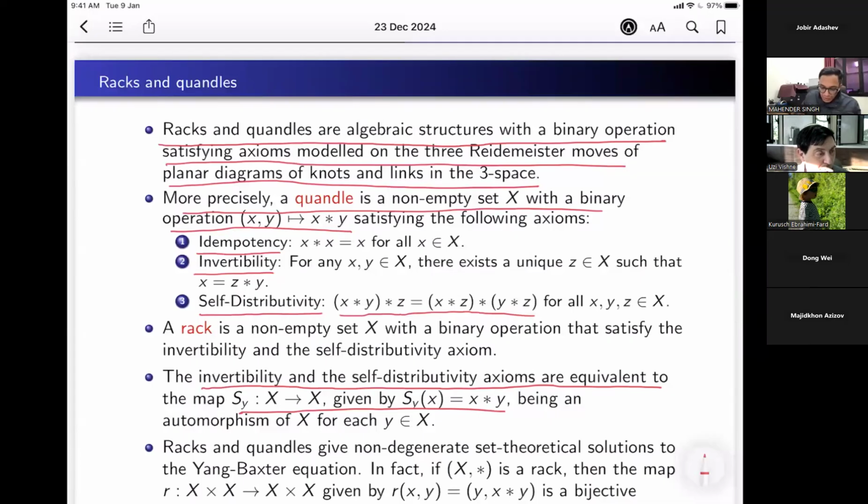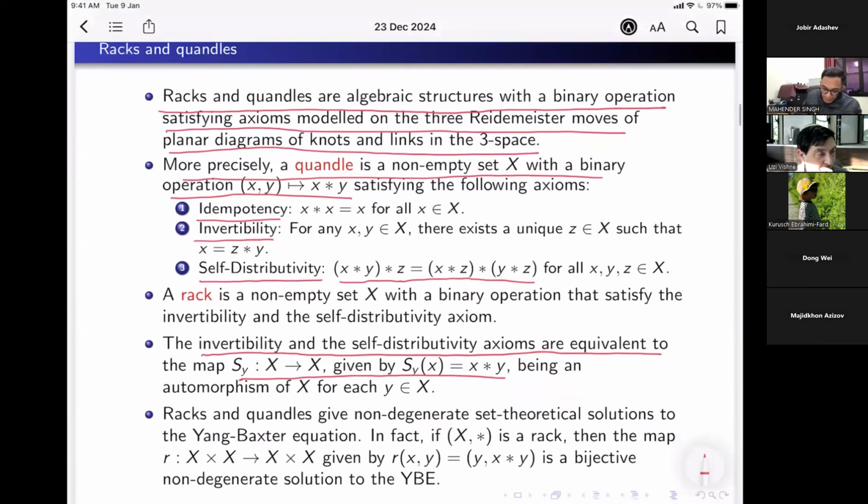And now the connection to the set theoretical solution to the Yang-Baxter equation. Racks and Quandles give non-degenerate set theoretical solutions to the Yang-Baxter equation. Non-degenerate means each component map is actually a bijection. In fact, suppose (X, star) is a rack, then the solution is given by R(x, y) equals (y, x star y). And one can check that this is a bijective and non-degenerate solution. In fact, many other classes of solutions are related to Quandles.